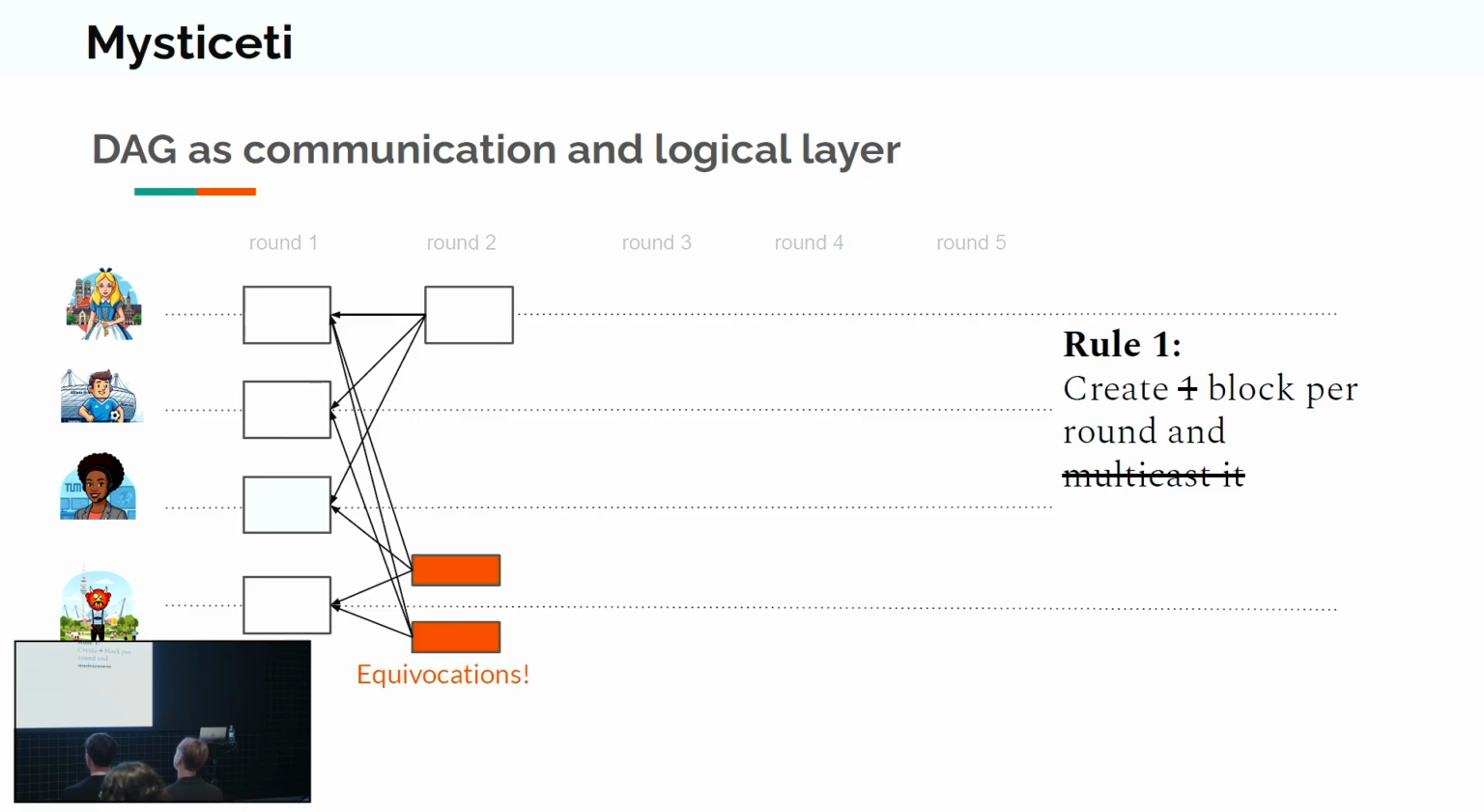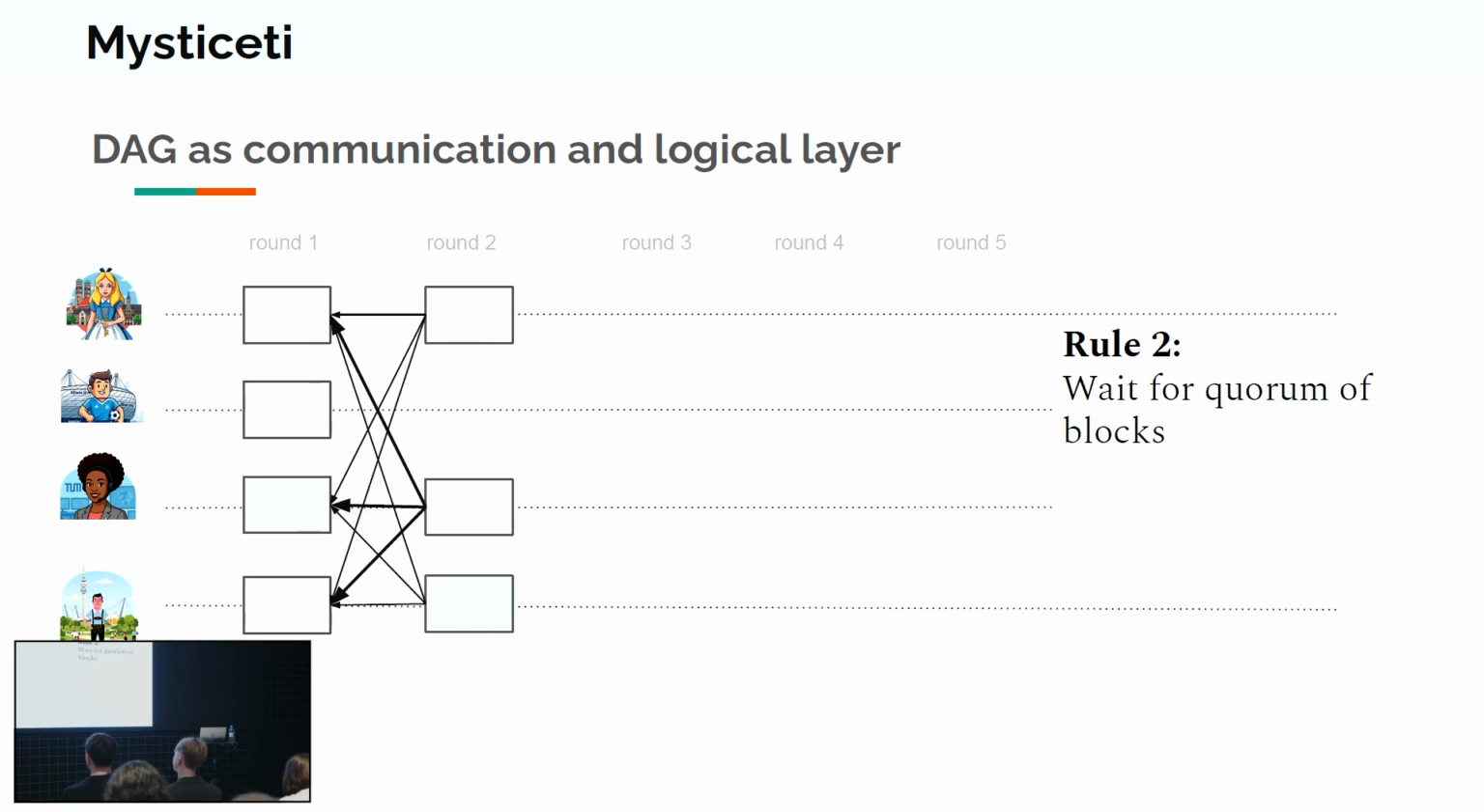Of course, if you have an adversary, then it can create equivocations and it can send its blocks arbitrarily, not necessarily to everybody. So the second rule that we are going to talk about is that you should not proceed with creating blocks at your own pace. You should wait until you have a quorum of blocks from the previous round. So you basically need to wait until a quorum of the network has already advanced to that stage, and after that you can proceed with creating blocks in the next round.